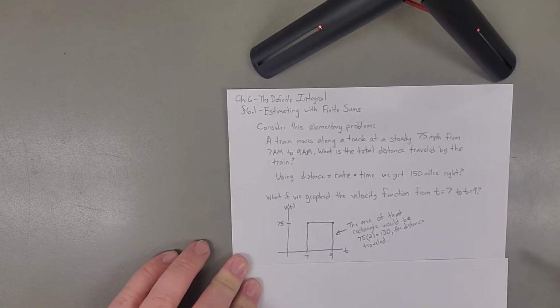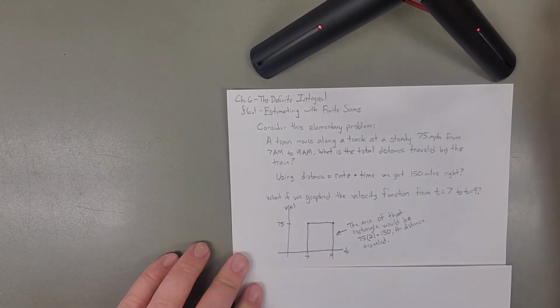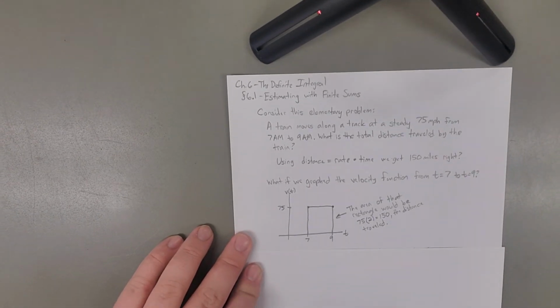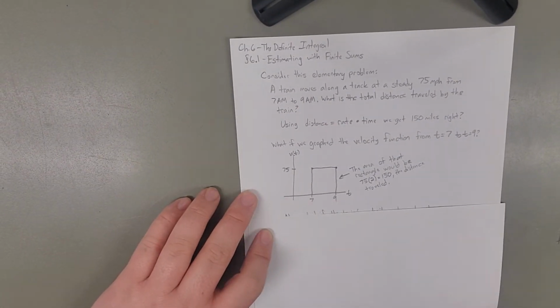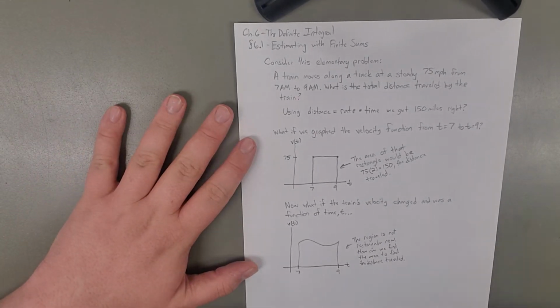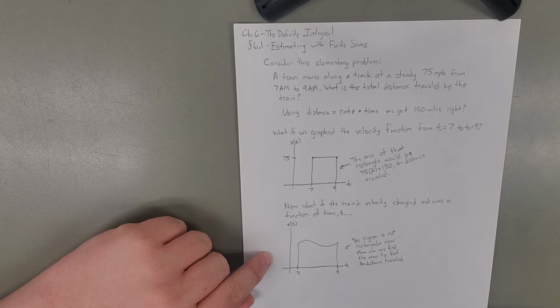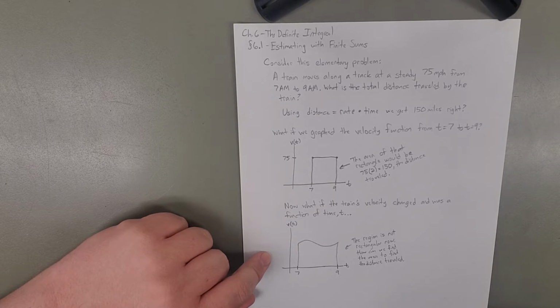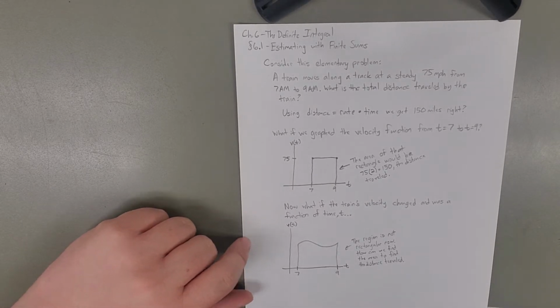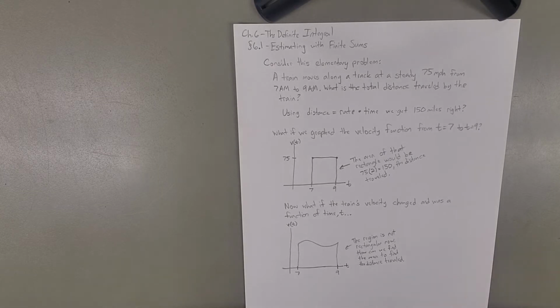So the area under the velocity curve gives us the distance that something travels on that particular interval. Okay. All right, so now what if the train's velocity changed and it was a function of time? What if it was something like this? This region's no longer rectangular, so how can we find the area in order to find the distance traveled? It's going to be a little bit different to do that, and that's where we're going to use approximations. We're going to look at several different ways to approximate this area.